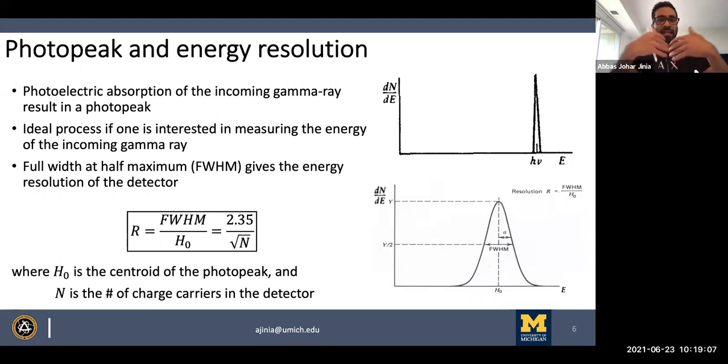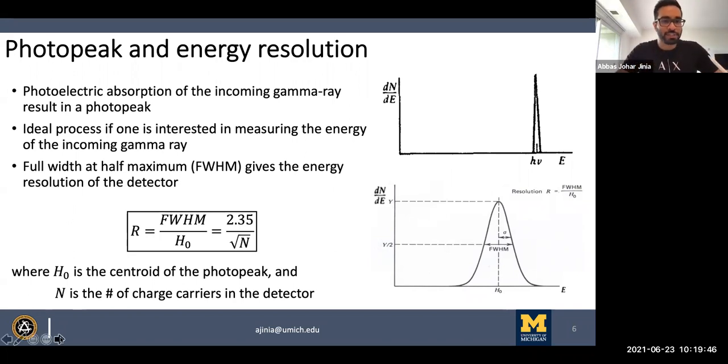Now remember I said that gamma rays are uncharged particles, and if we want a desired electrical signal, they need to undergo some sort of interaction and produce some charged particles. And these charge carriers are basically the charged particles that are produced because of the interactions. And the number of carriers produced is also going to drive the resolution. So we can use this formula on the slide to calculate the resolution of the photopeak.